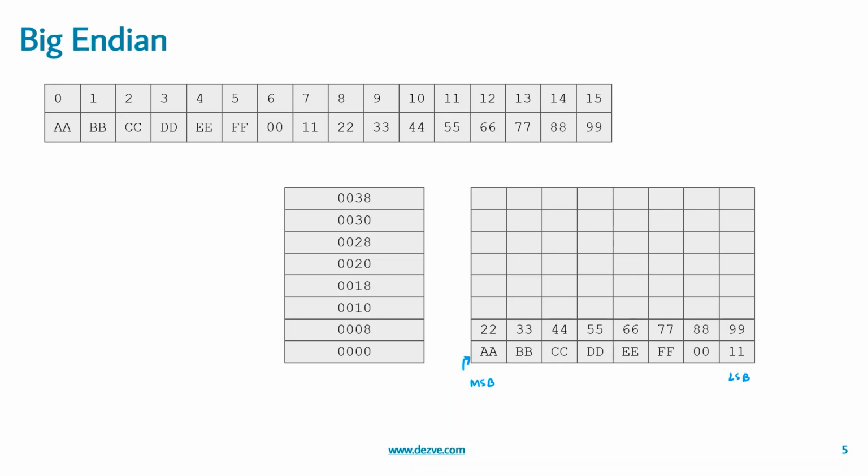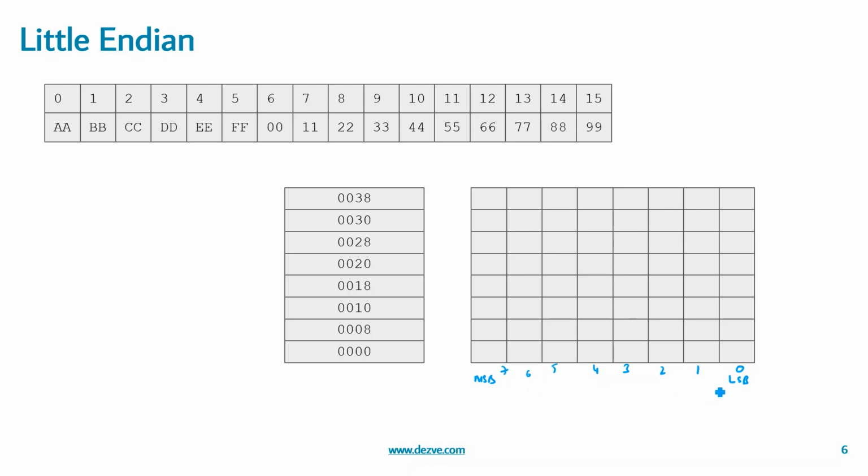Correct? In contrast to this, in little endian, if this is the LSB and this is the MS byte, the data starts from here. So byte 0 is here, byte 1 is here, byte 2 is here, byte 3 is here, byte 4 is here, 5, 6, and 7. So the data entry starts like this. Byte 0 is on the LSB side, and byte 7 is on the MSB side. In case of big endian, it was the reverse.